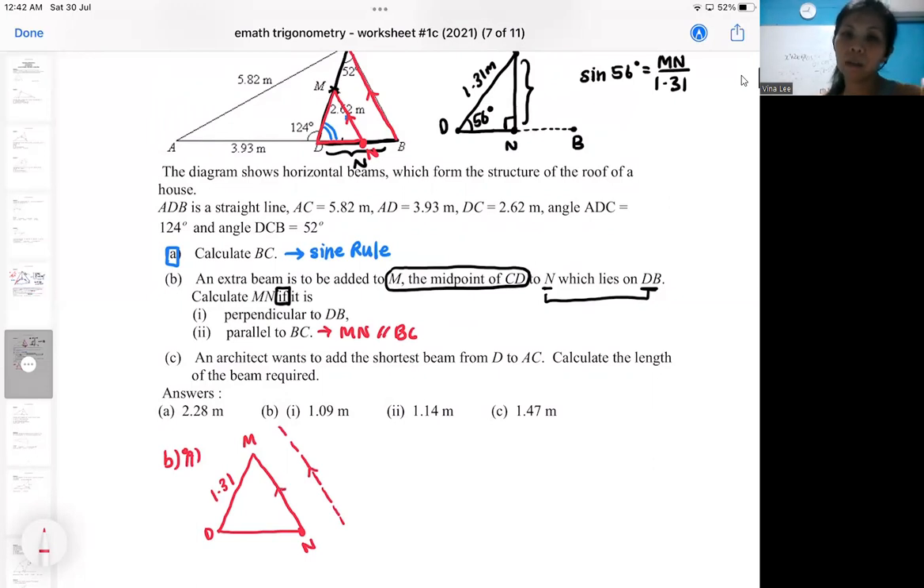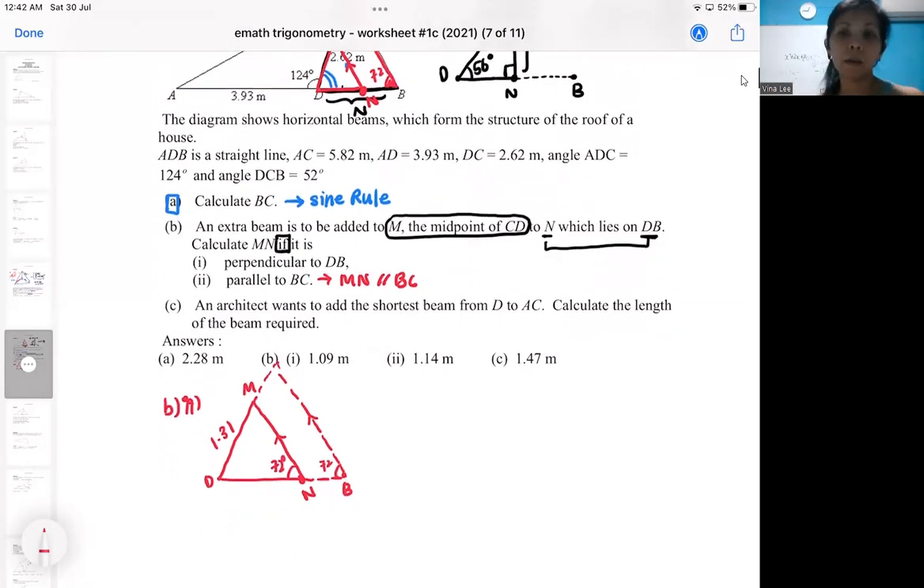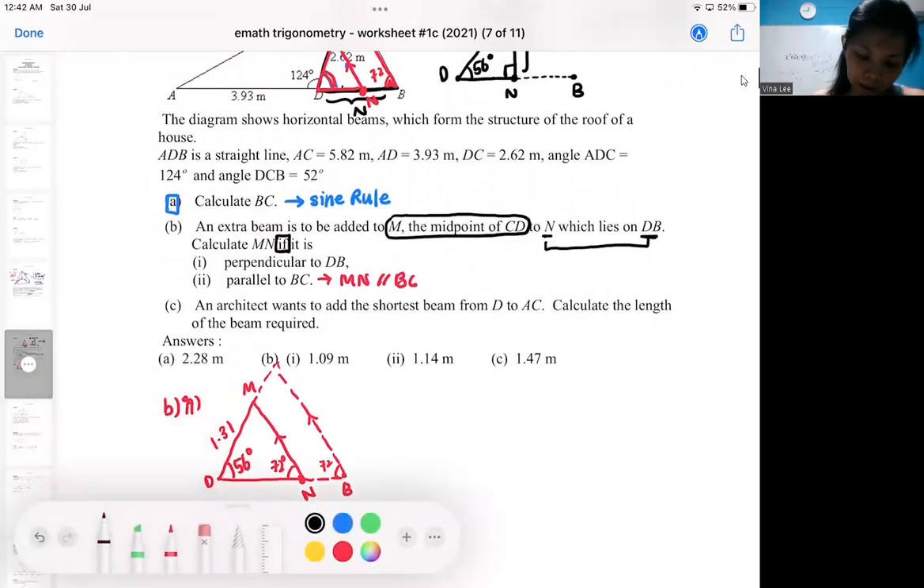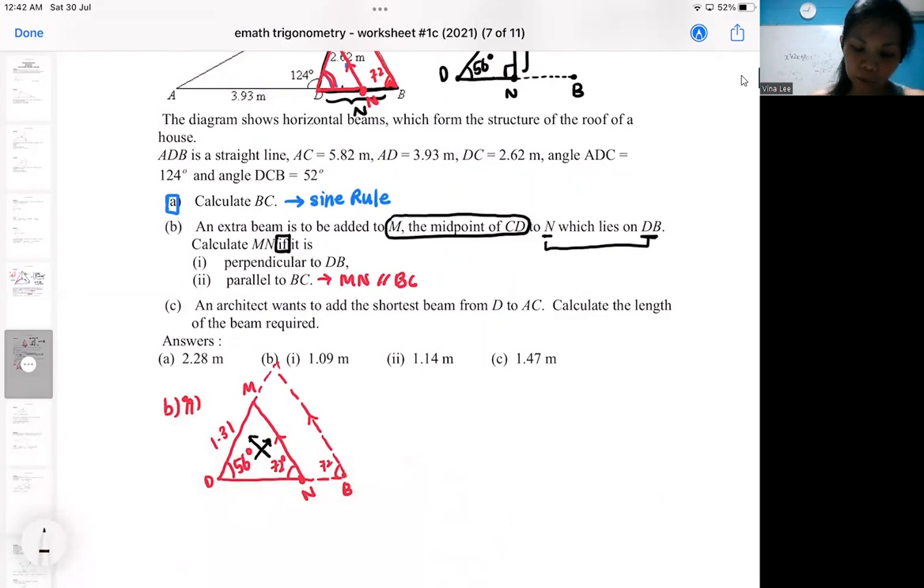So what's the effect of parallel? So just now there was a 72, remember? So there was a 72 here. So this will also be a 72. It's the property of a parallel line. So this one is a corresponding angle. So just now we also have a 56, so that will be a 56. So we are interested to find MN. So I've got to be using sine rule.